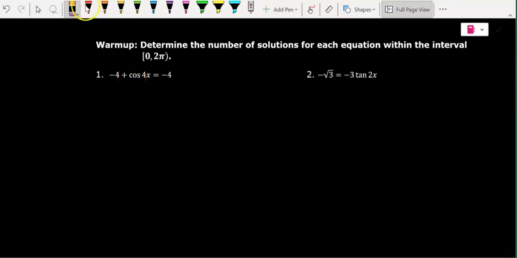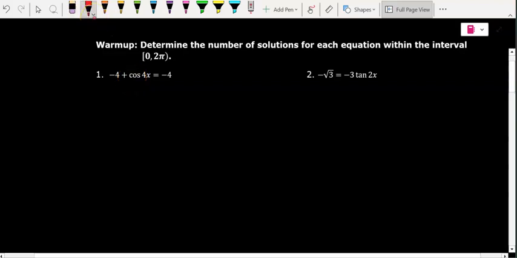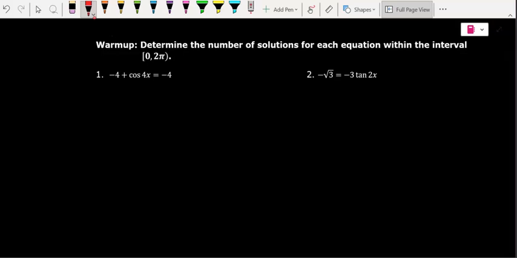All right, guys. So right here, what I'm going to go ahead and do is the warm up. One thing I can't emphasize enough is read the directions. It tells me right here that I need to determine the number of solutions between 0 and 2 pi. It's not saying I need to solve the equation.